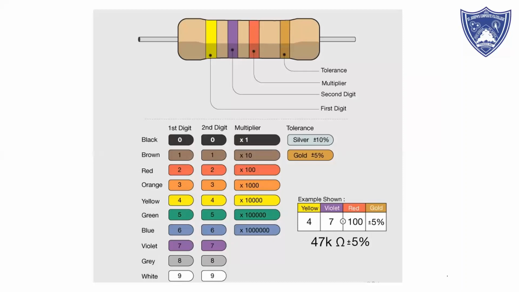Okay, see, now you can see the color coding. I will write it and explain it to you in the next slide, but just understand this slide. In the first one you can find the carbon resistor. The first band is yellow, the second is violet, the third is the multiplier, that is red, and the fourth one is the tolerance. Now if you see this slide, you can see the colors: black, brown, red, orange, yellow, green, blue, violet, gray, and white.